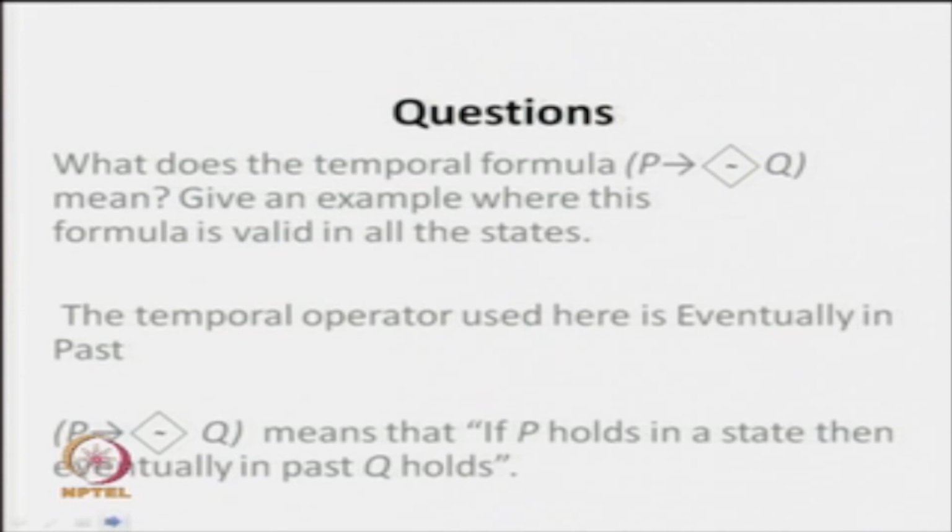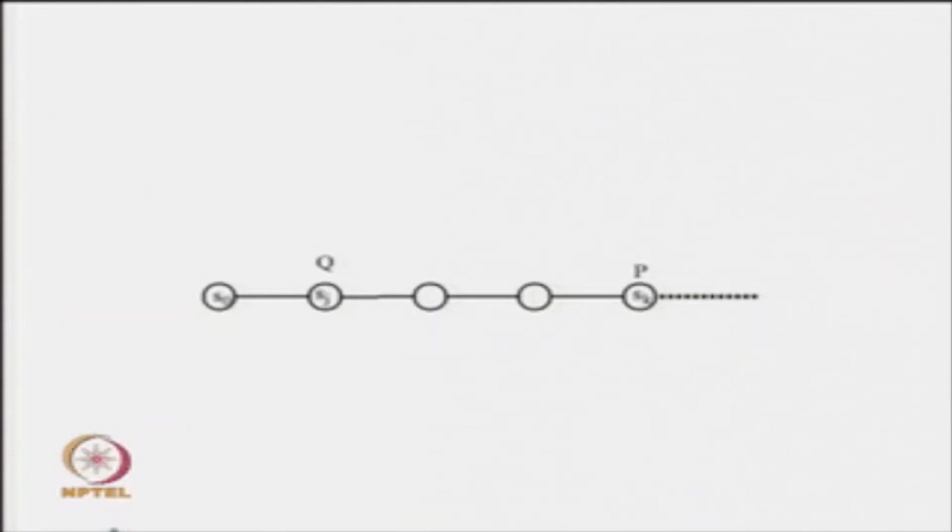So, this is basically what it says: P implies tilde inside diamond Q means if P holds in a state, then eventually in the past Q holds. It is a very simple model that I have come up with. We are talking about a state S k, and beyond that in the future; we just think that this S k is the current state.